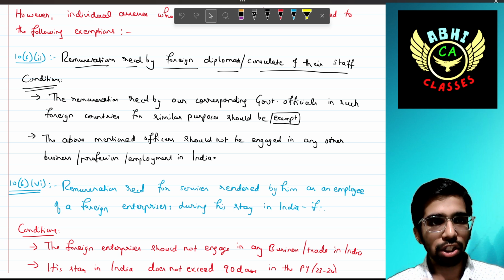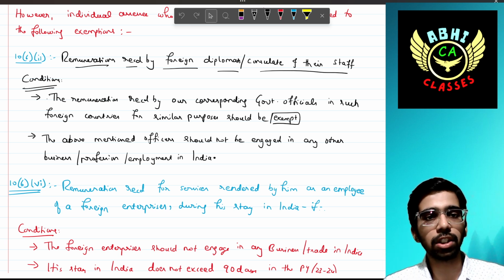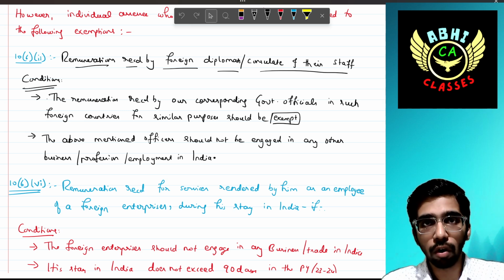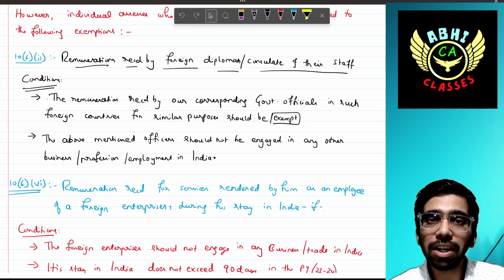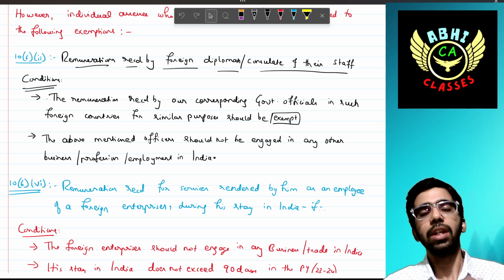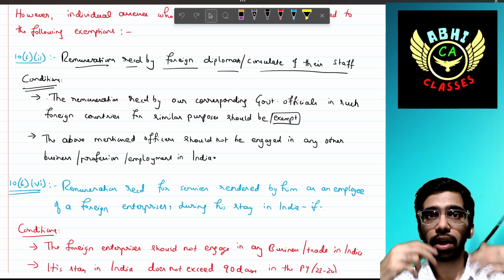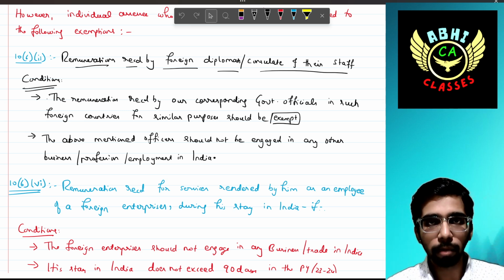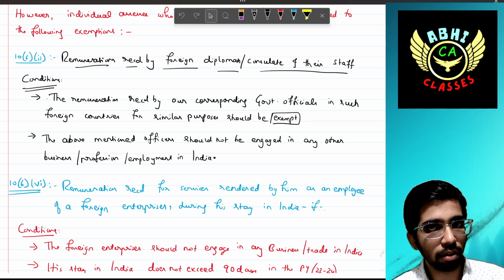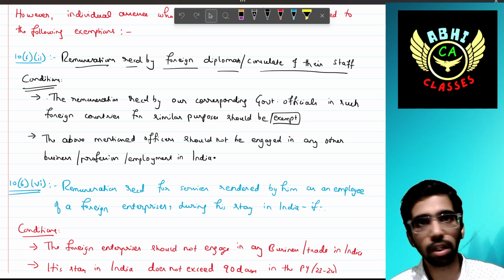Next, the condition: the above mentioned official should not be engaged in any other business, profession or employment in India. Those foreign diplomats and foreign government officials should not be engaged in any business activity, professional activity, or employment in India. Then only the remuneration received by the foreign diplomats in India will be exempt. These two conditions should be satisfied.